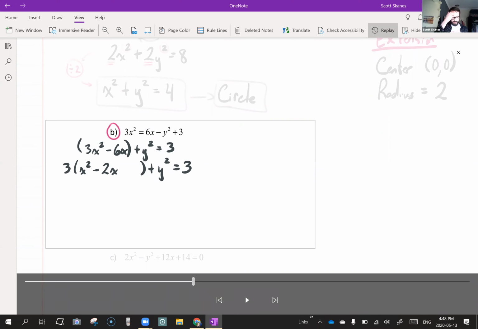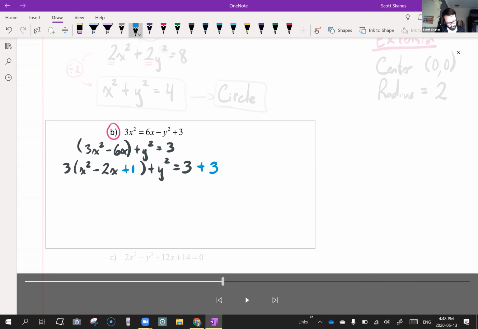So once I get to this step, I need to figure out, all right, what is -2 divided by 2 squared? Or how do I complete that square? Well, I get a 1, but on the other side, I need to add 3 because, I wonder if I can draw on this. 3 times this gives this. Okay.